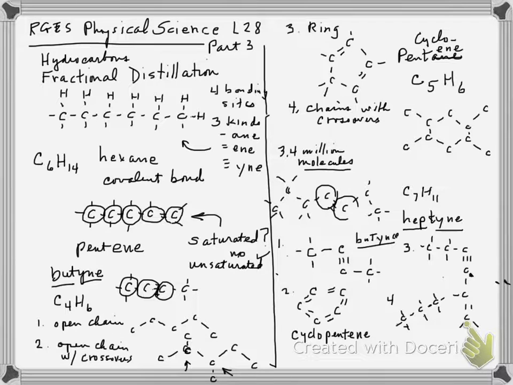We have a 1, 2, 3, 4, 5, 6 carbon chain. That's going to be hex. And then we've got a triple bond and a double bond. Well, you always take the bigger one. So hexyne. I'm going to write it again so you can see it a little bit better. Hexyne.